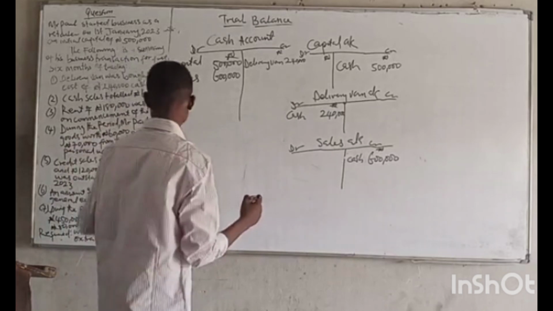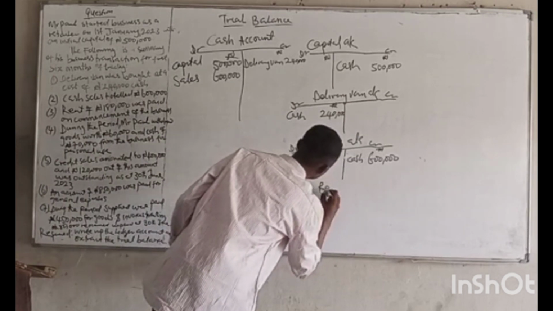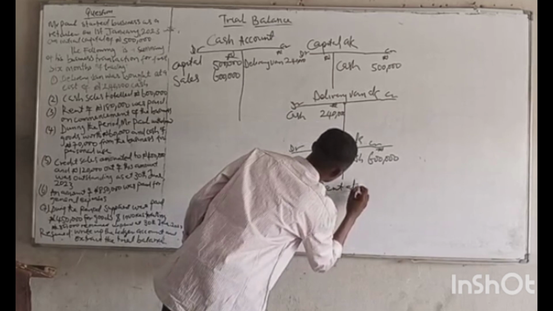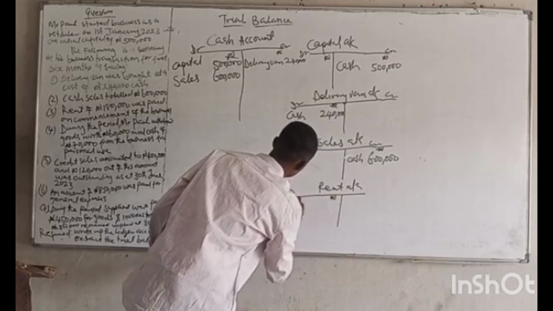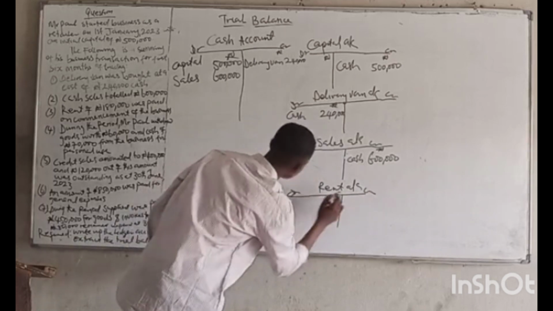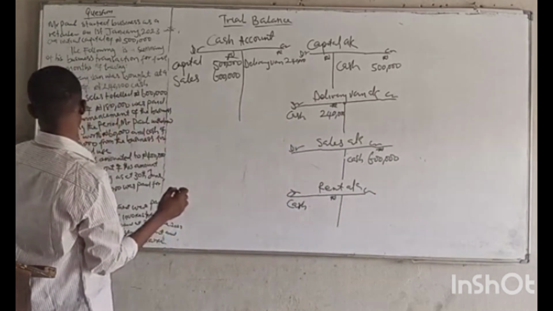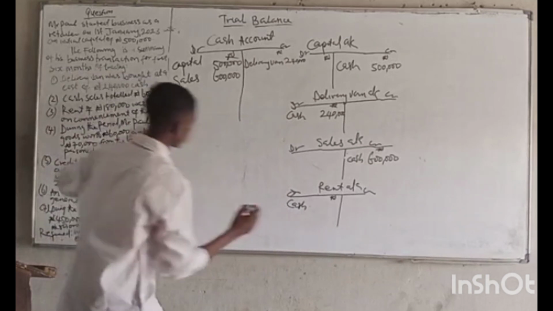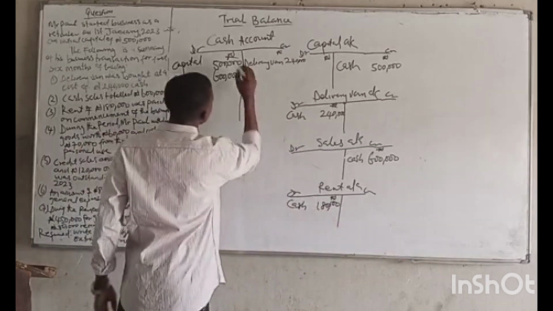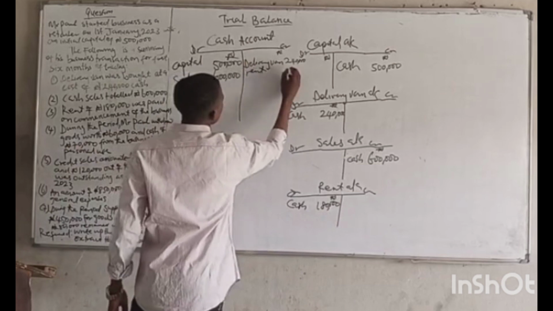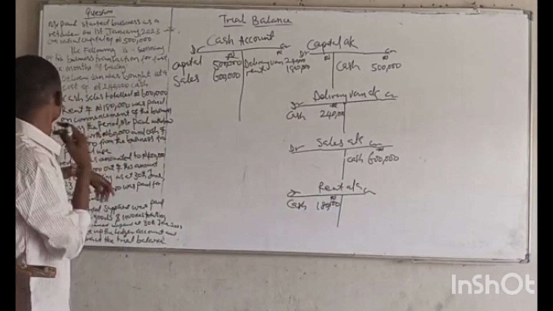You open a rent account. In the name of rent, you put cash. How much is the money? 180,000 naira. When you come over to the cash account, you put rent, 180,000 naira. That is all for this transaction.